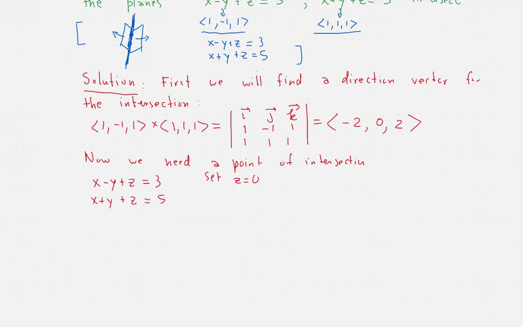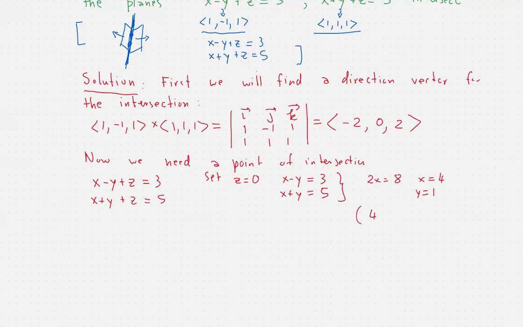But if we set z equals 0, then we will get the system x minus y is equal to 3 and x plus y is equal to 5. If we add the 2 equations, we will get 2x is equal to 8, which means that x is equal to 4. And if we plug 4 into the first equation, we will easily get that y is equal to 1. So what is the point that we have got? It's the point (4, 1, 0).